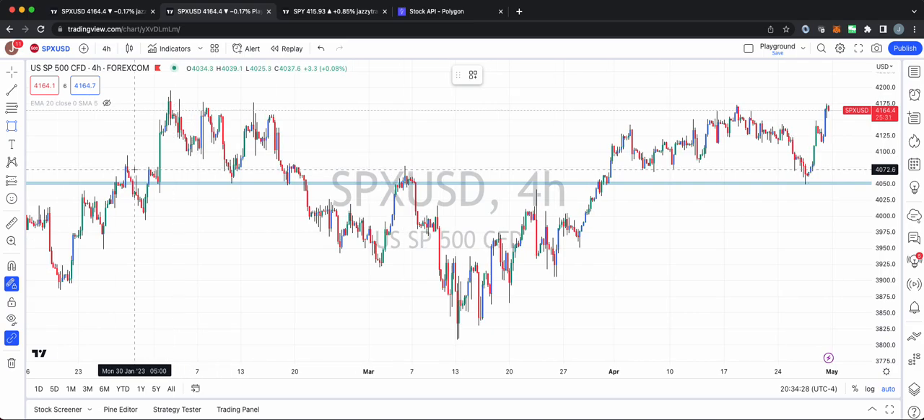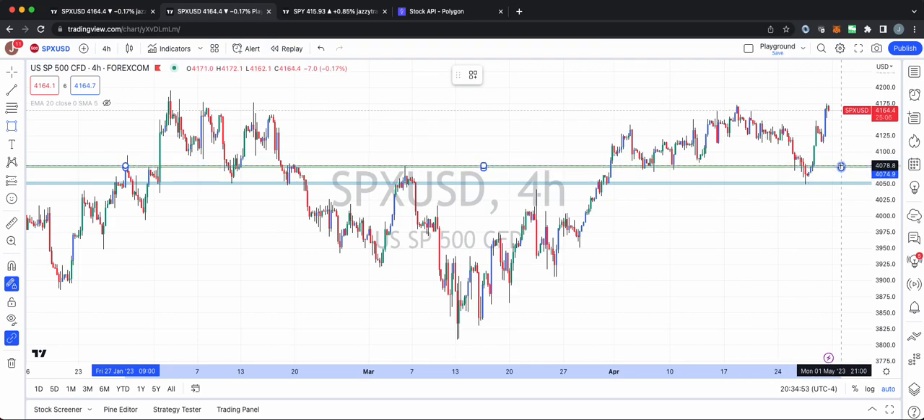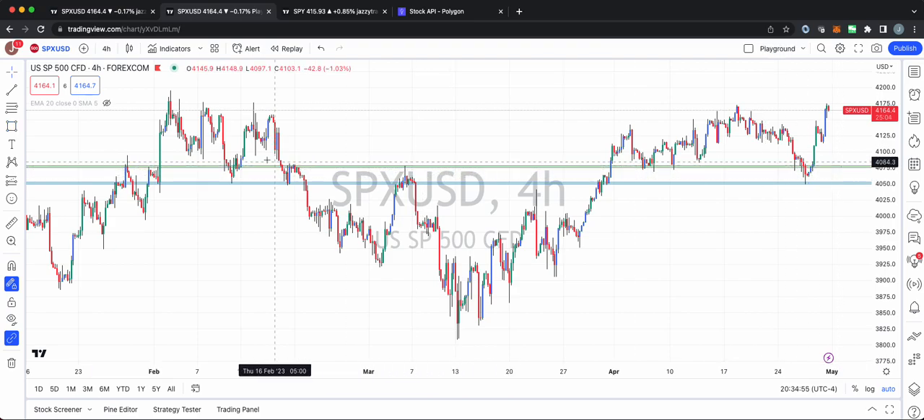Okay, so now look at this one here, 4077 approximately. What's happening here? Rejection, rejection, bounce, very minor bounce, definitely rejection. Okay. Are you following? Are people following?